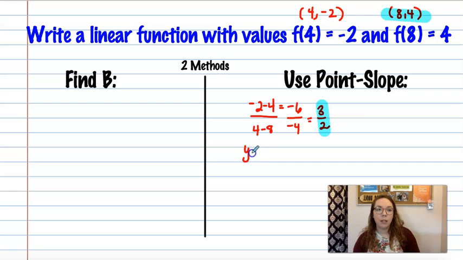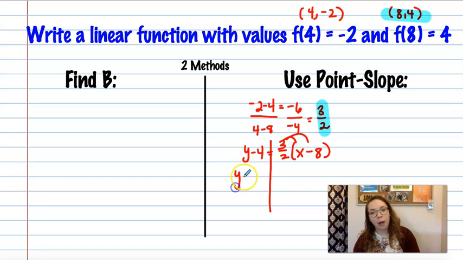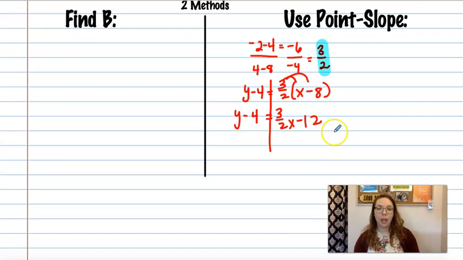So I'll do y minus 4 equals 3 halves times x minus 8. And now I'm just going to isolate for y. y minus 4 equals 3 halves x minus 12, I believe. 3 halves times 8 would be 12. And then I'll add 4 to both sides to get y equals 3 halves x minus 8.